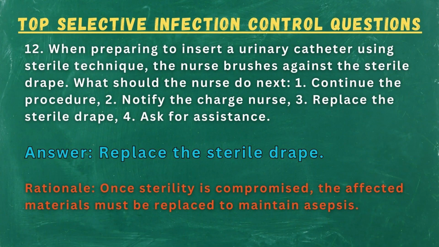12. When preparing to insert a urinary catheter using sterile technique, the nurse brushes against the sterile drape. What should the nurse do next? 1. Continue the procedure. 2. Notify the charge nurse. 3. Replace the sterile drape. 4. Ask for assistance. Answer: replace the sterile drape. Rationale: once sterility is compromised, the affected materials must be replaced to maintain asepsis.